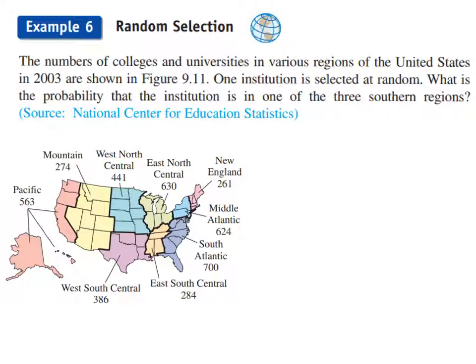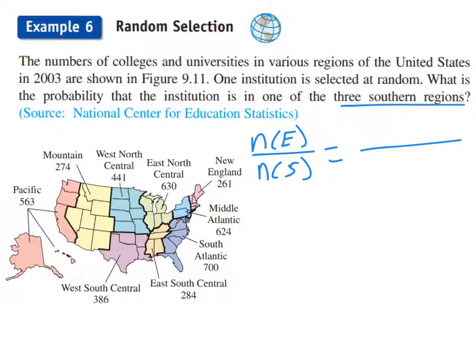All right, last one for today. Okay, again, coming back to the same definition. What's your event? How many ways can it occur? How many outcomes are in your sample space? Okay, we have this geographical breakdown of the U.S. as to how many colleges or universities are in those regions. If we randomly select one university, what are the odds that it comes from one of the 3 southern regions?